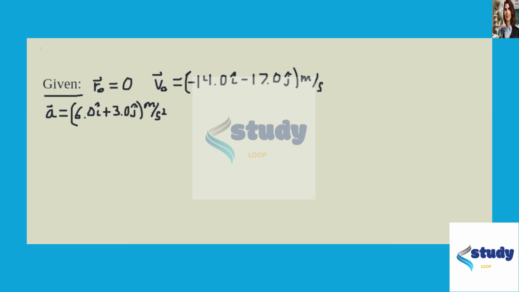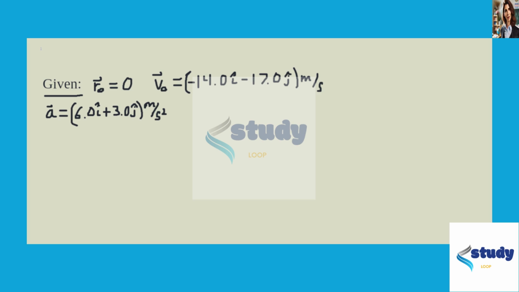Okay, so our question states that an object which is at the origin at time t equals 0 has a velocity v naught equal to minus 14 i hat minus 7 j hat meters per second, and an acceleration vector equal to 6.0 i hat plus 3.0 j hat meters per second squared. And then it wants you to find the position vector r where the object comes to rest momentarily.